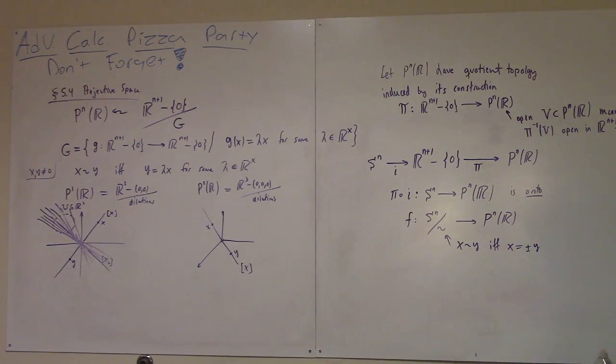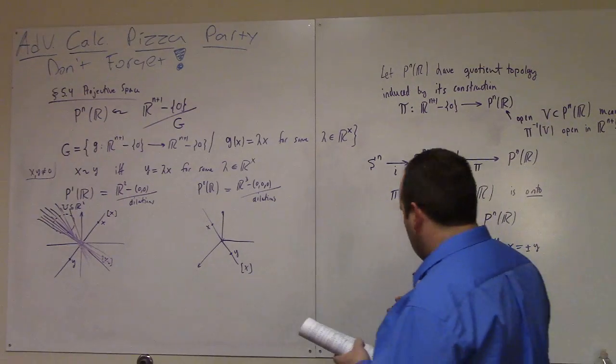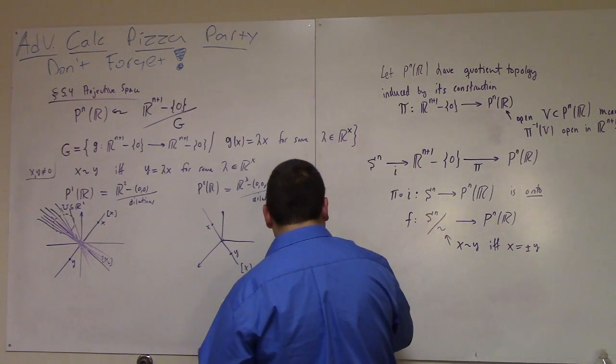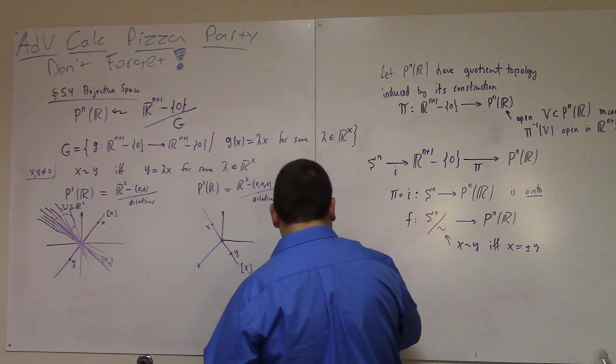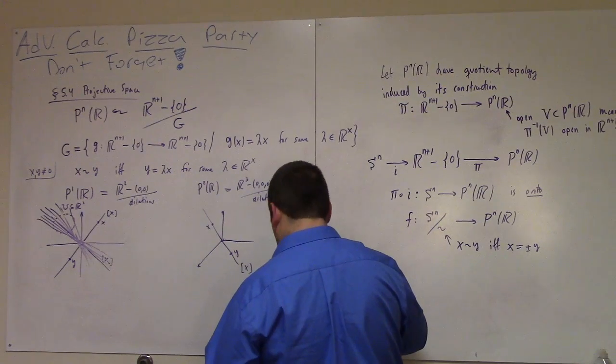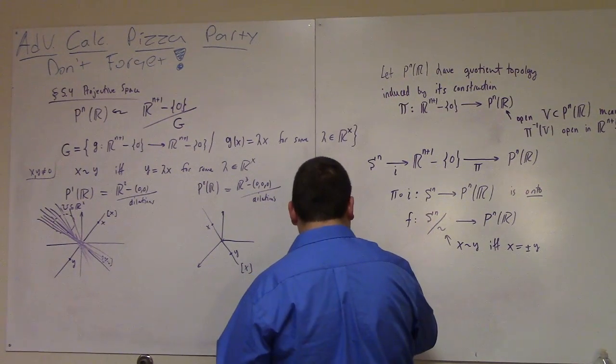We claim that f is a homeomorphism. Let me draw that. I think you guys are right. I just think something's lost in translation here, maybe. So you look at this diagram.